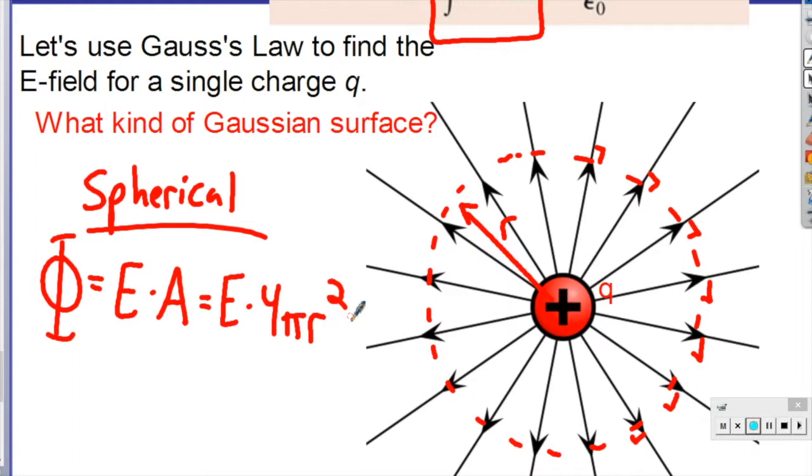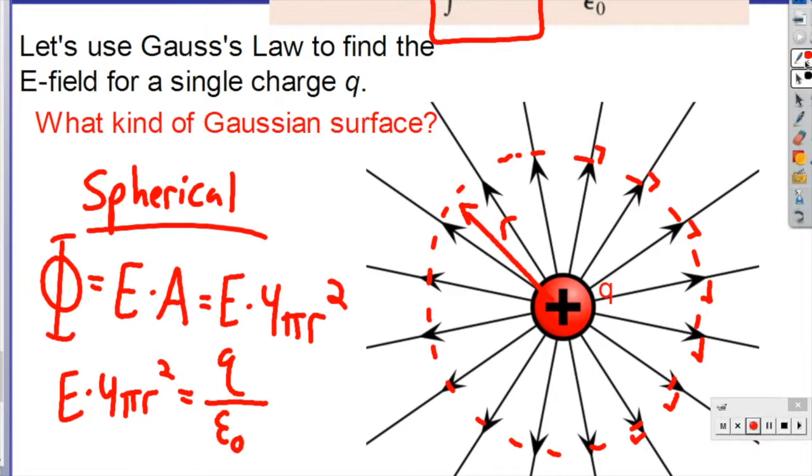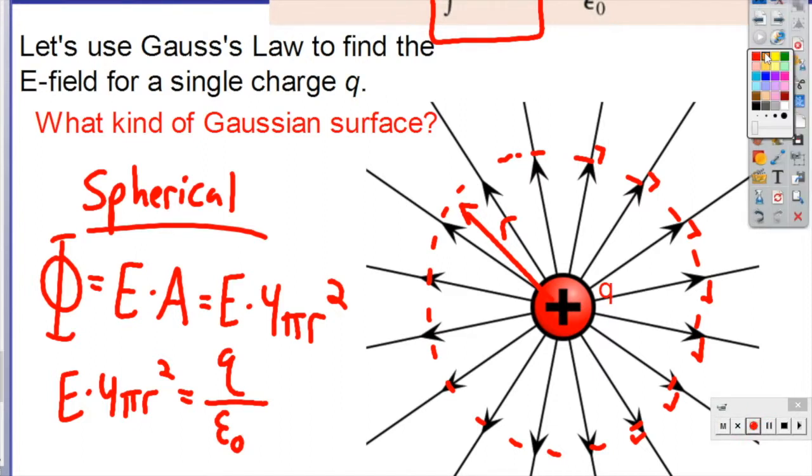Now, what Gauss's law assures me is that that flux is exactly equal to the enclosed charge over epsilon naught. So let's try that. So here's my flux, E times 4 pi r squared. How much charge is inside my surface? Well, Q, it's right there, over epsilon naught. And what's kind of interesting is I can now solve for E. I can solve for the strength of my electric field.